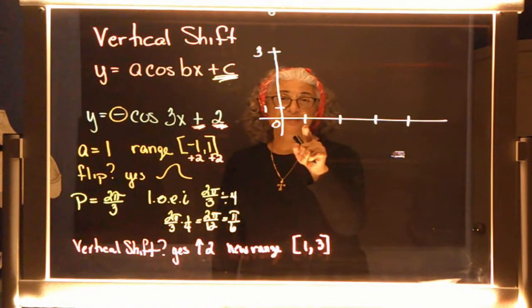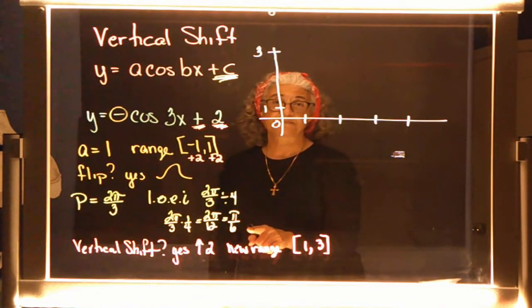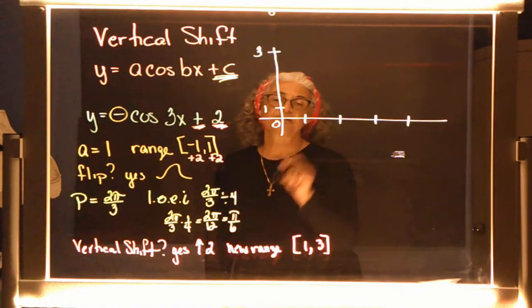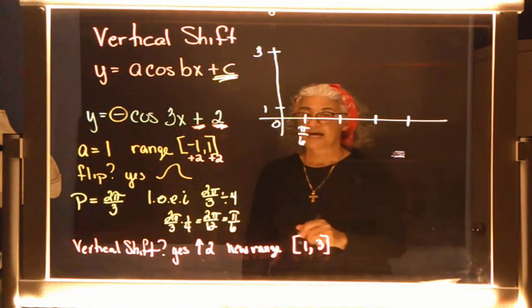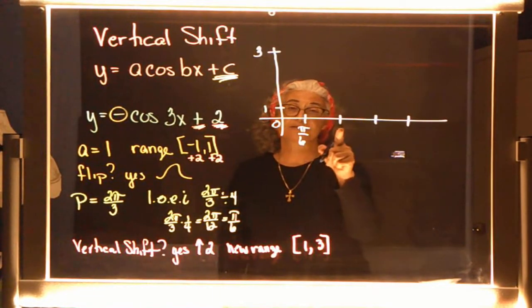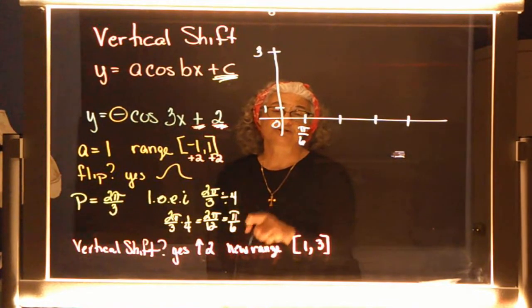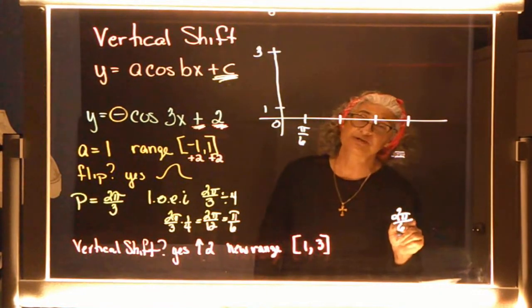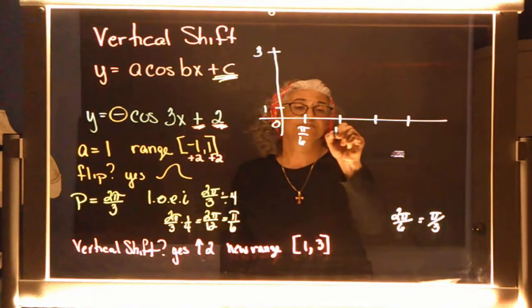Now to get here, the length of each interval is pi/6, isn't it? So what's 0 plus pi/6? Good, pi/6. And then to get from pi/6 to the next one, you have to add pi/6 again, isn't it? Don't you? So pi/6 plus pi/6. Good, that's 2 pi/6. But doesn't that reduce? Good, it reduces to pi/3.